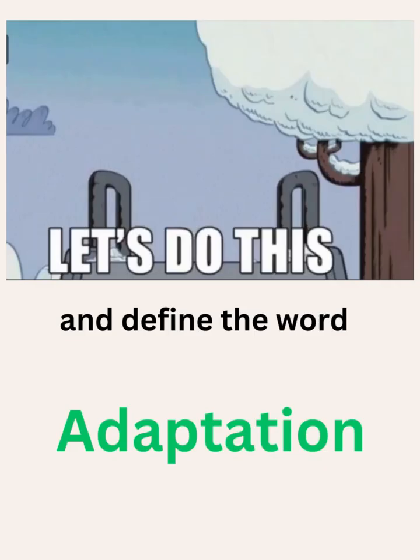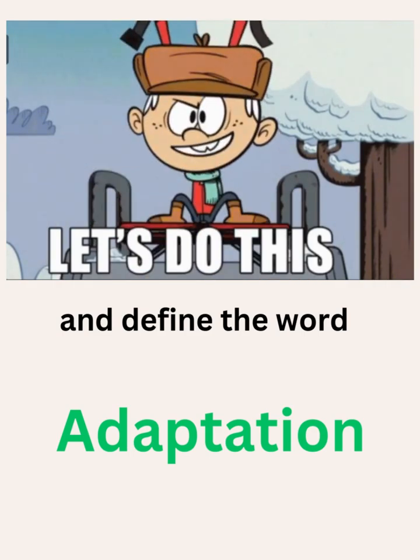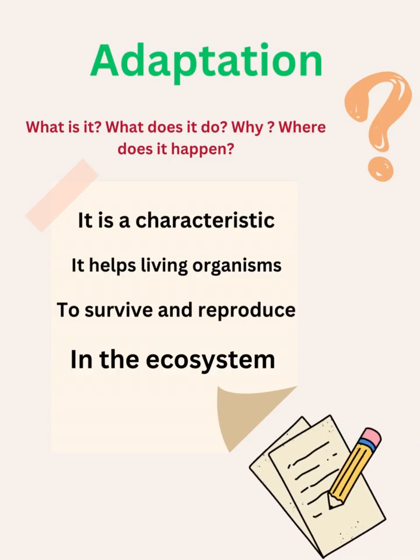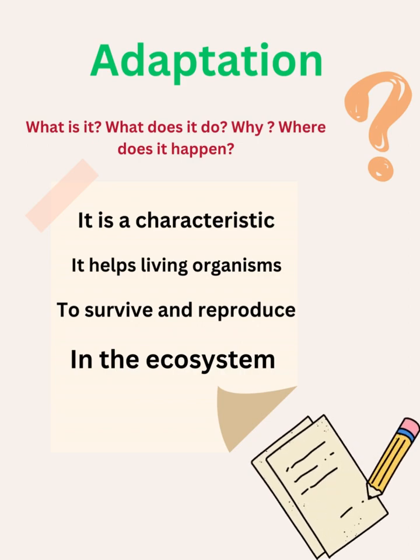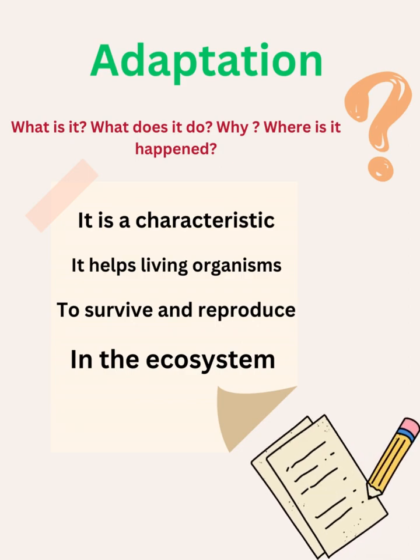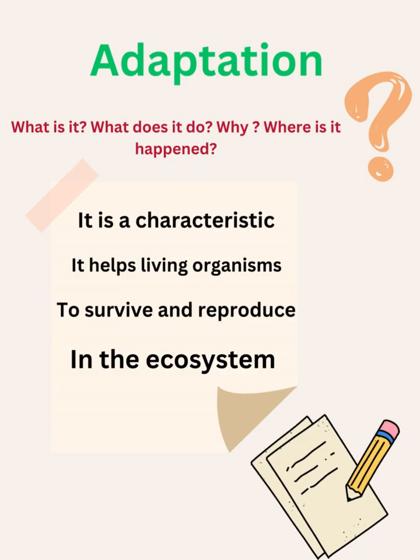Okay, if this is okay, so let's practice and try to define the word adaptation. From what we understood in our lesson, the living organisms need characteristics to survive in their ecosystem, and this characteristic is called adaptation. So what is adaptation? We can answer it is a characteristic. Then the second question, what does it do? It helps living organisms. And then why?